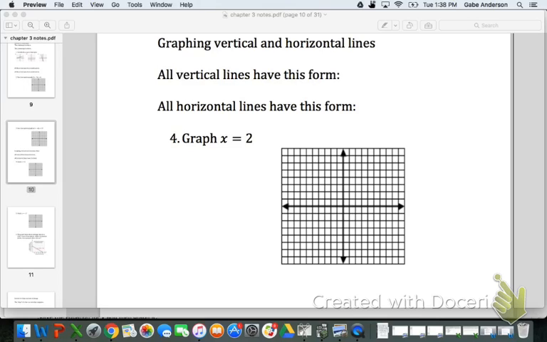Let's start off with horizontal lines. All horizontal lines have a certain form, and let me put it to you in terms of skiing. How many of you that are skiers or snowboarders, who enjoy doing that, would be excited about skiing a horizontal slope? That'd be so sick. Horizontal? Right down. How fast would you go on a horizontal slope?